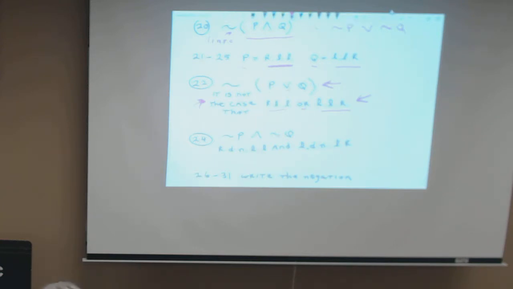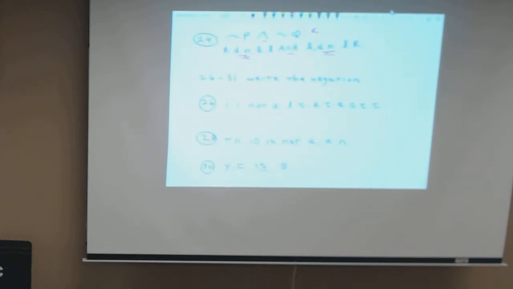Number 24. Not P and not Q. How would I translate that into words? Ricky does not love Lucy. See how I say not P? P is Ricky loves Lucy, so not P is Ricky does not love Lucy. And Lucy does not love Ricky. How sad. Well, sometimes those things happen. Let's get over it.